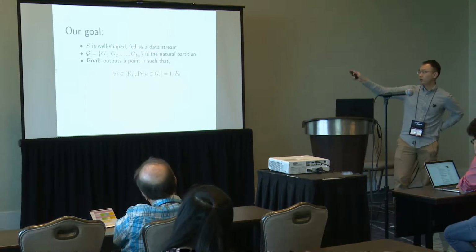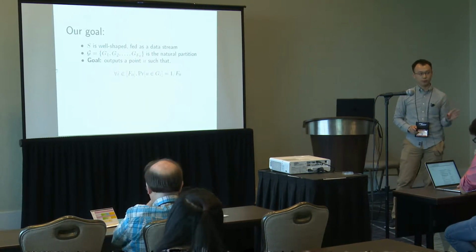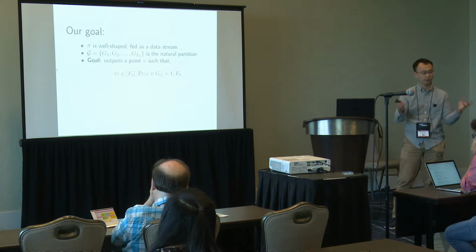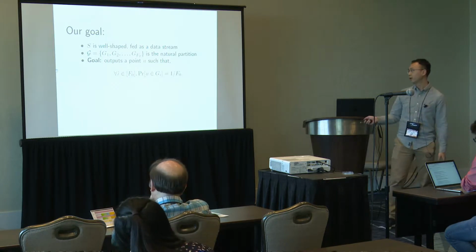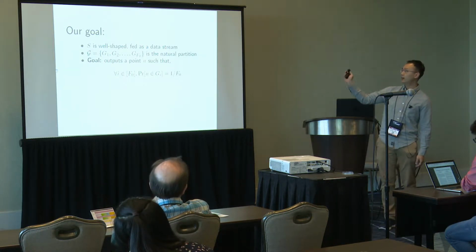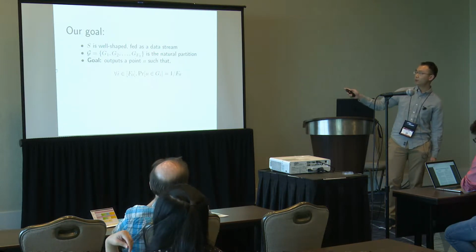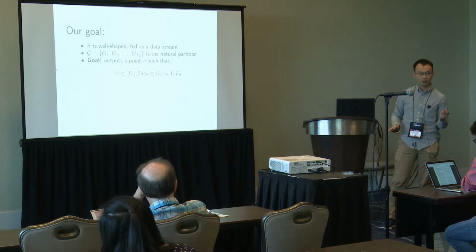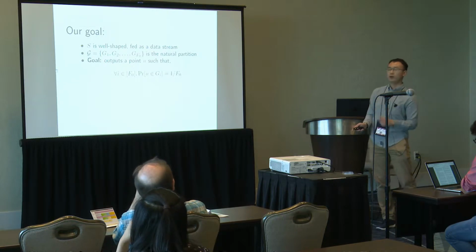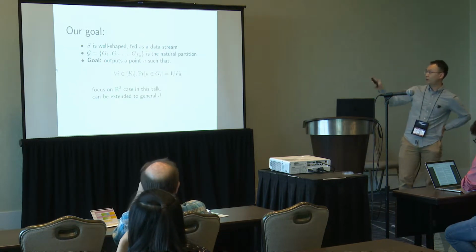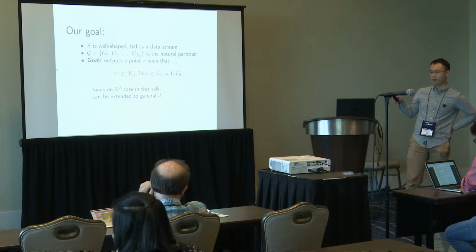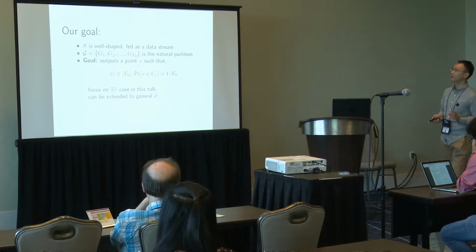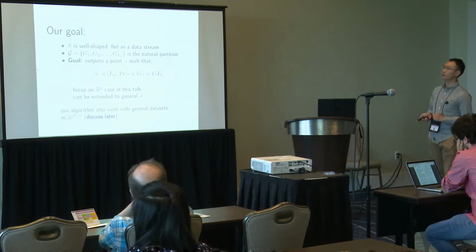Again, when we say sample a group, we mean sample a point from that group. We don't want to sample all the points from the group, we just want to sample one point from it. The goal is that after the pass, we output a data point such that for each fixed group, the probability that this data point belongs to the group is exactly 1 over F0. For this presentation, we focus on 2 dimensions, but this work can also extend to general dimensions.